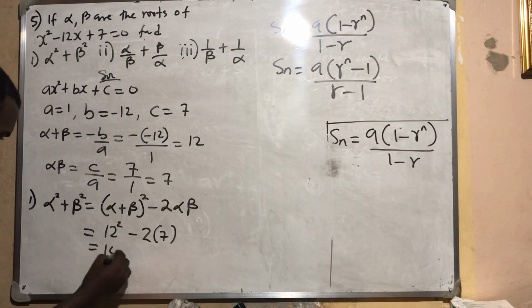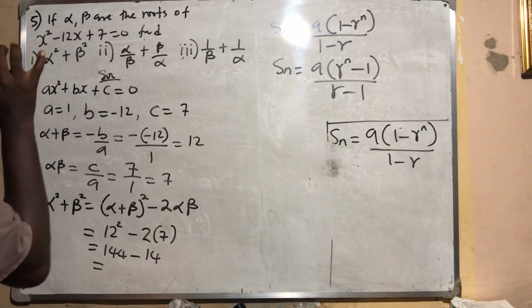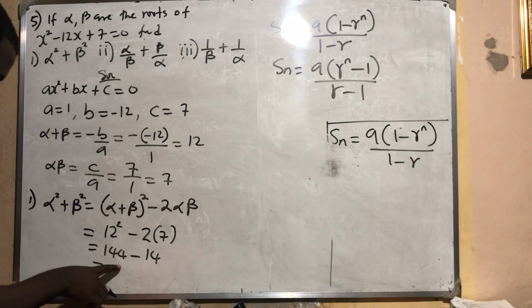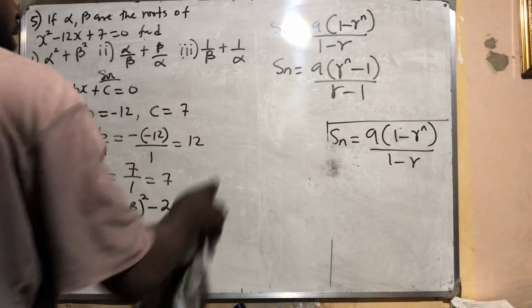So what do you have? 144 minus 14, which is what? 130. Right?